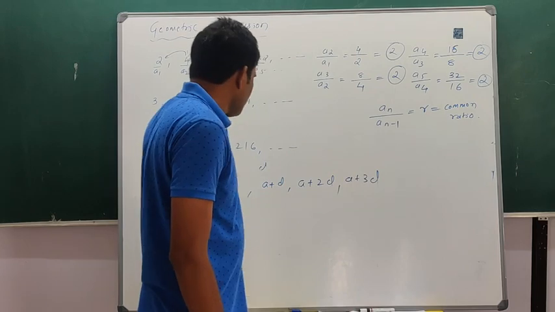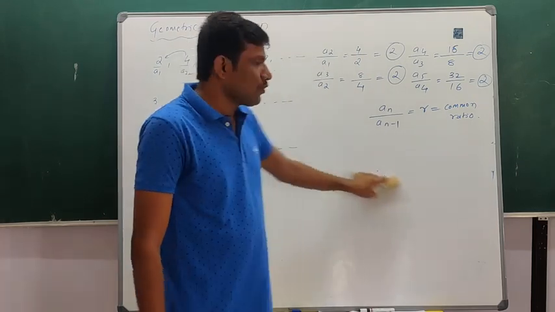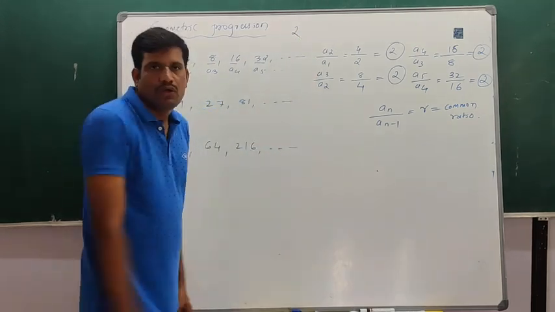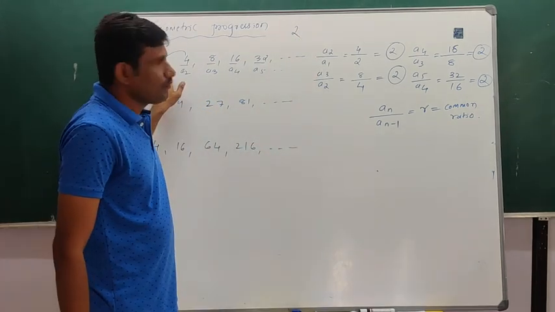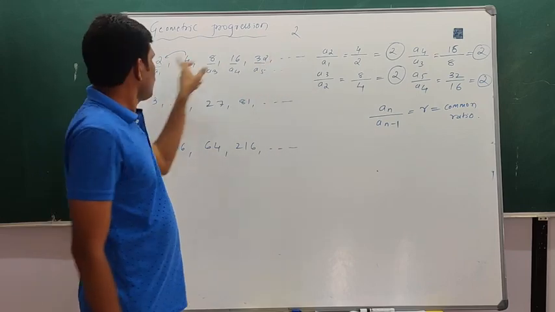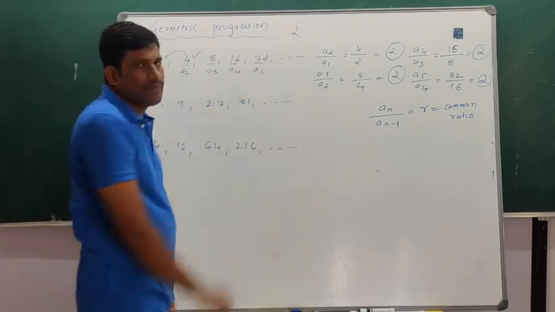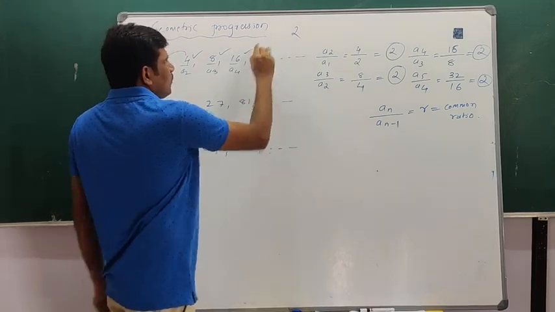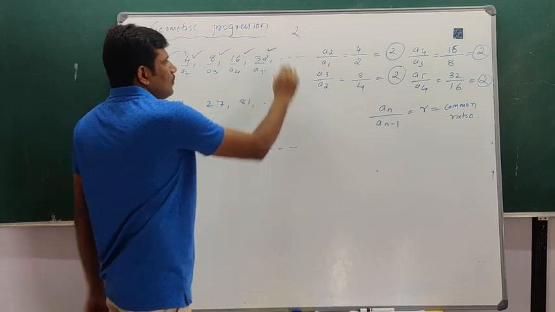But in GP we are multiplying each term by the common ratio to get the next term. So what is the common ratio here? It is 2, right? So first I will write the first term, which is 2. Next we are multiplying in GP, but in AP we are adding. So 2 into 2 is 4, 4 into 2 is 8. So what is 8 into 2? It is 16. 16 into 2, 32.